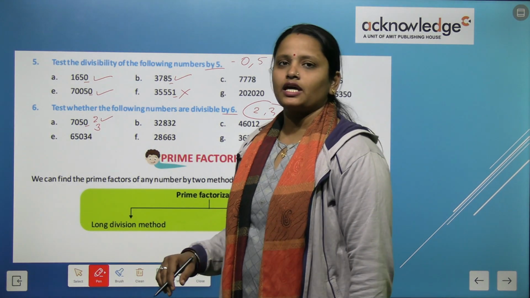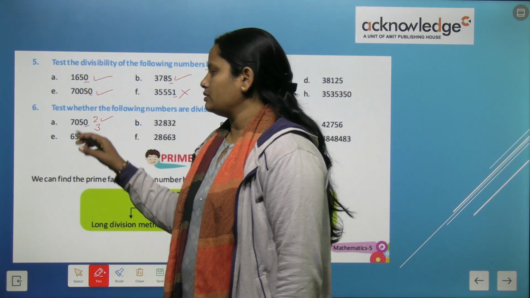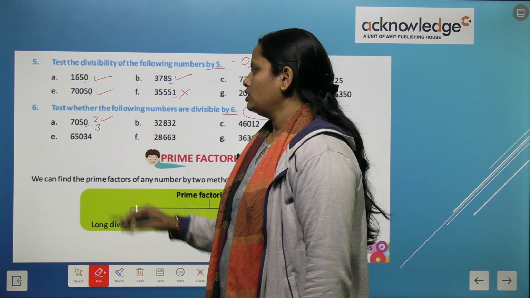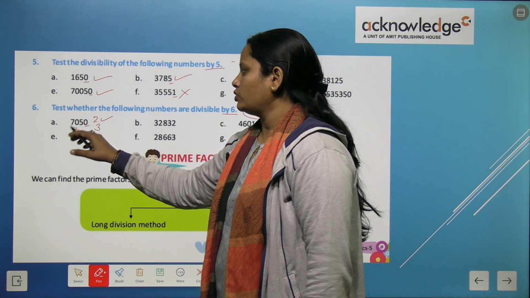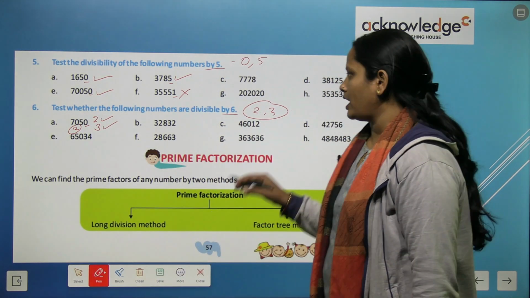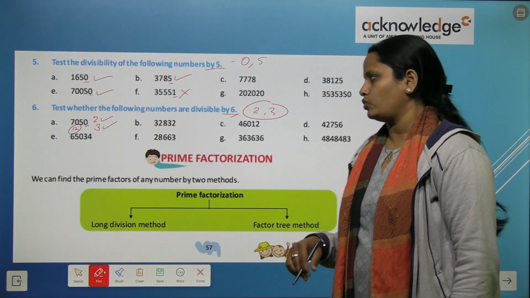अब 3 से चेक करते हैं. 3 से चेक करने के लिए हमें सारे नंबर्स को ऐड करना होगा. So 7 plus 5 we have to do. So it's 12. तो क्या 12 आता है 3 की टेबल में? Yes. So this number is divisible by 6 also.